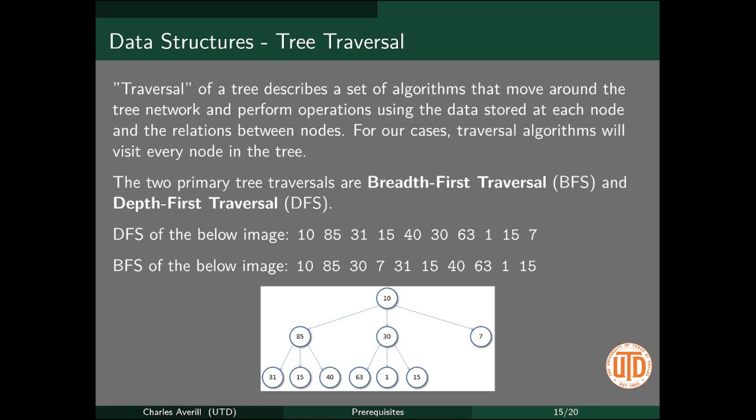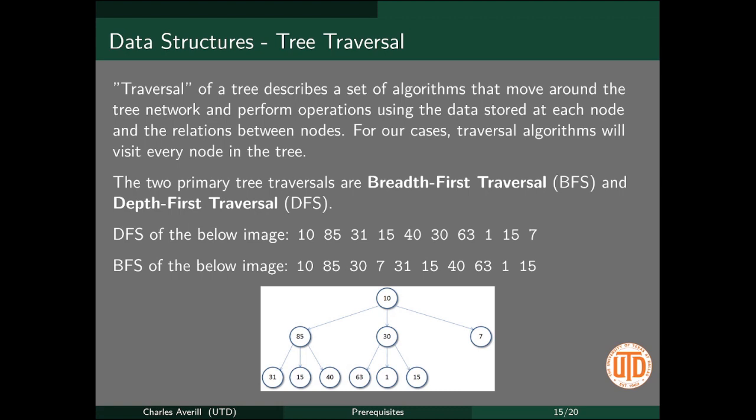Traversal of a tree describes a set of algorithms, because there's many ways to do it. A set of algorithms that move around the tree and perform operations using the data at each node, and they also use the relations between the nodes. And for our cases, traversal algorithms are going to visit every node in the tree. Some don't. A search algorithm often, most of the time, won't visit every node in the tree, but in this case, it will visit every node in the tree.